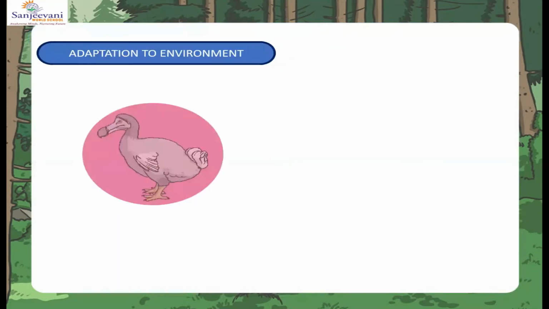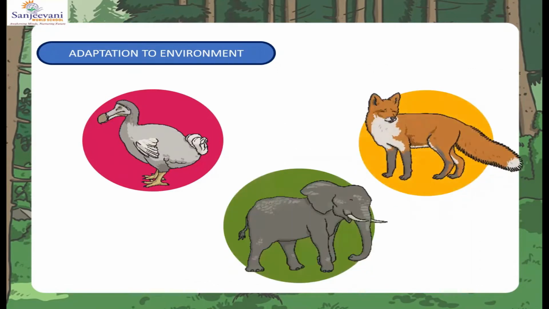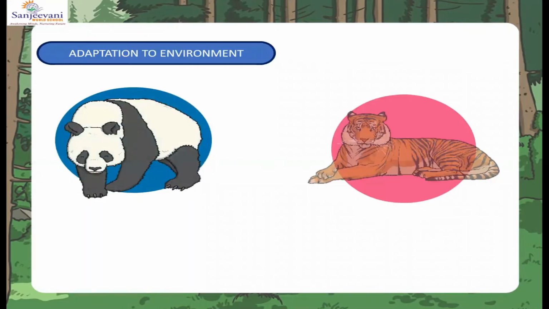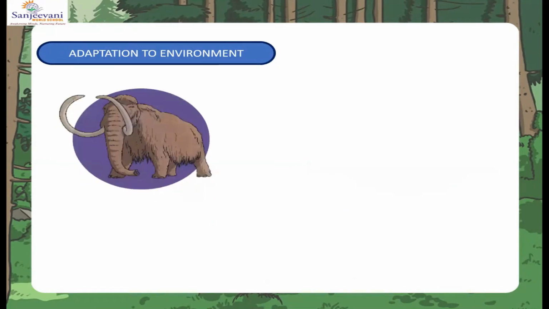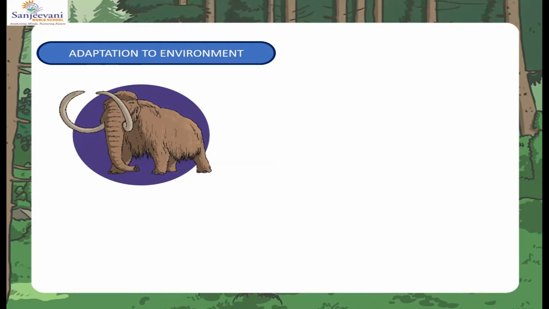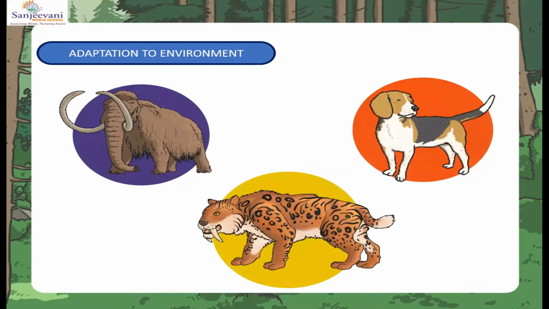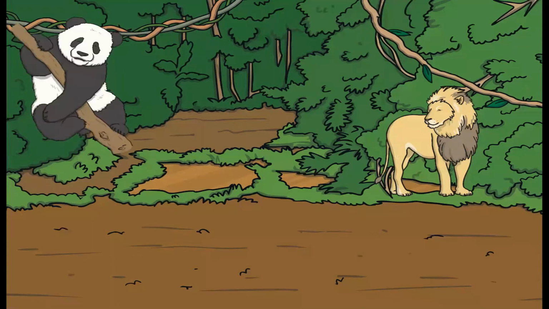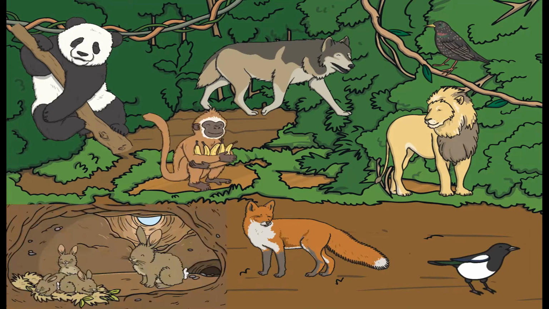Adaptation to environment. We know that different animals live in different types of environment. They need food and shelter to live, for which they depend on their environment. The place where an animal lives, obtains food and gets shelter is known as its habitat. Animals can survive if they are well adjusted to their habitats. Animals are categorized into different groups according to their habitats.